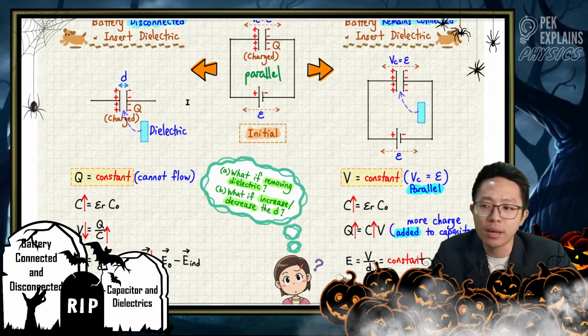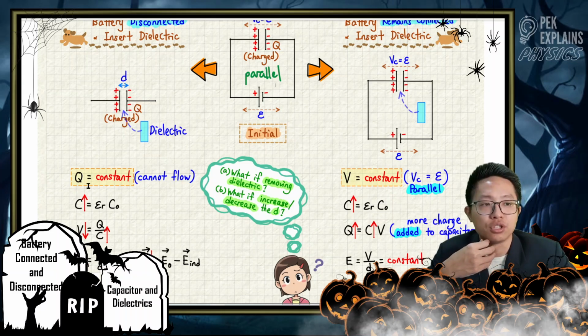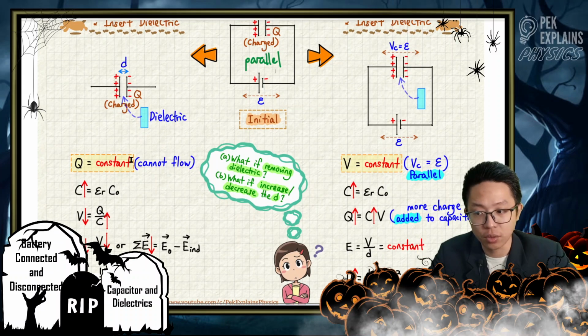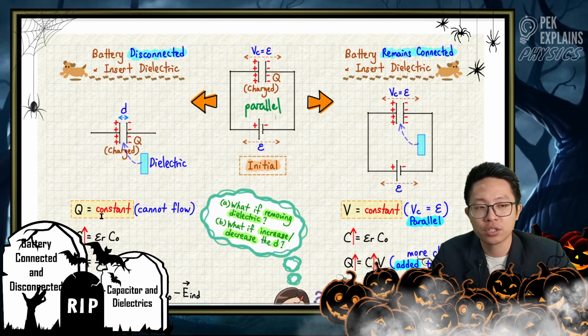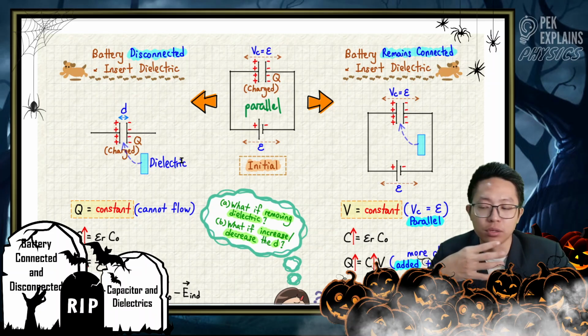The charge cannot flow anywhere. There's nowhere to go. It's like being trapped inside the capacitor. That's why the charge in the capacitor is always constant if you disconnect the battery. That means no extra charge can flow from the battery to the capacitor, and the charge cannot flow back to the battery either, because it's already disconnected.